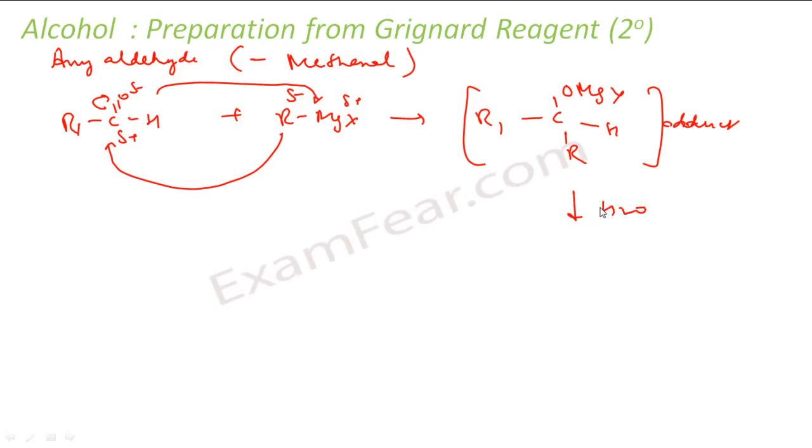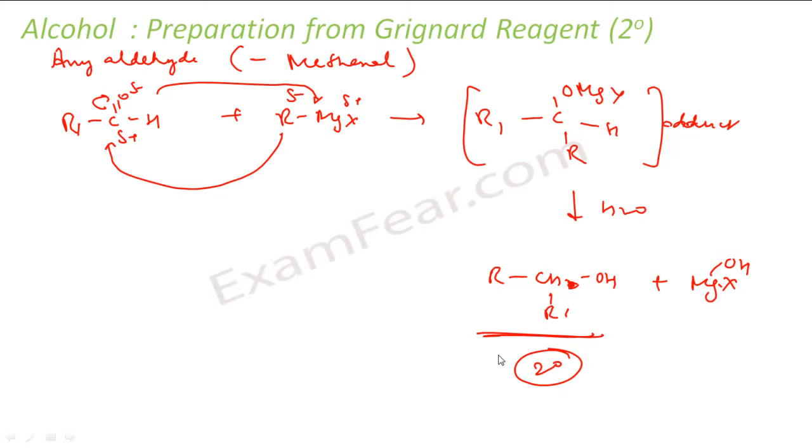On this you add water. You get R-CHOH-R', sorry, R-CHOH-R dash, plus MgXOH. If you see here, this is my 2 degree alcohol. Correct? You can take CH3CHO, C2H5CHO, you can take anything.